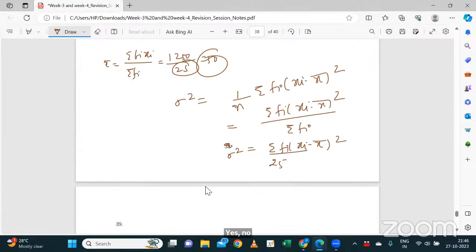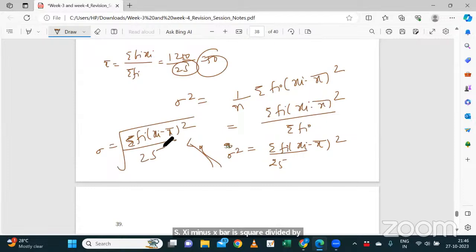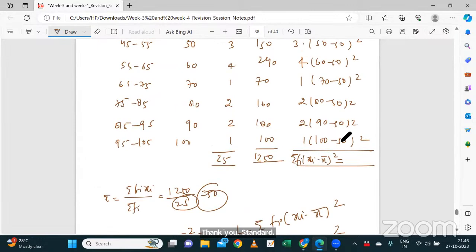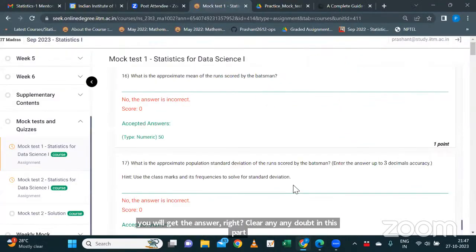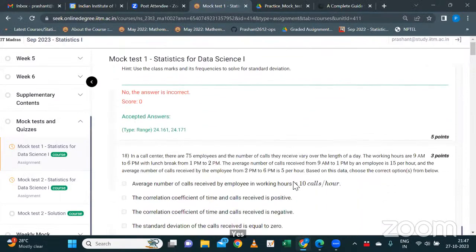So this is the sigma square. From here, you can get the sigma. Sigma will be the square root of summation of fi xi minus x bar square divided by 25. Calculate this value, you will get the standard deviation answer, right? Clear? Any doubt in this part? Can we move to the next question?